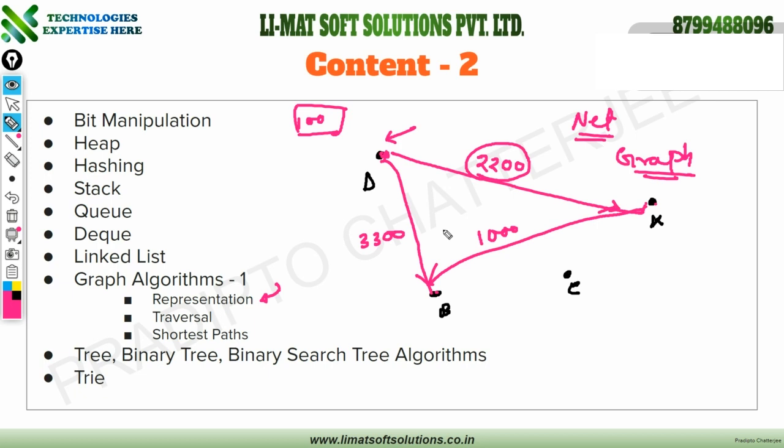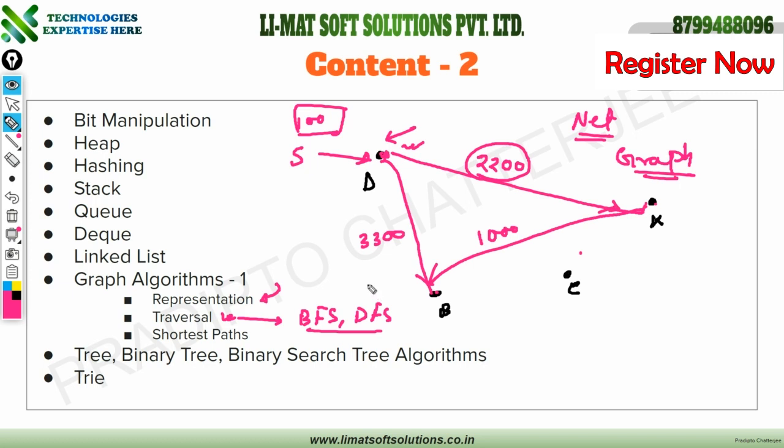Also traversal. If you are starting from here, this is your start point, and you have to visit all the nodes of this particular graph. You have to visit Delhi, then Kolkata, Chennai, Bangalore in some order. So how do we traverse them? There are algorithms like BFS and DFS. We are going to discuss all these algorithms. You have to learn that.